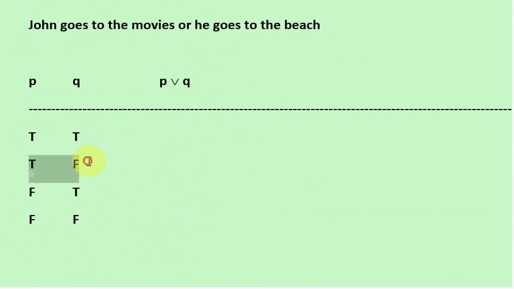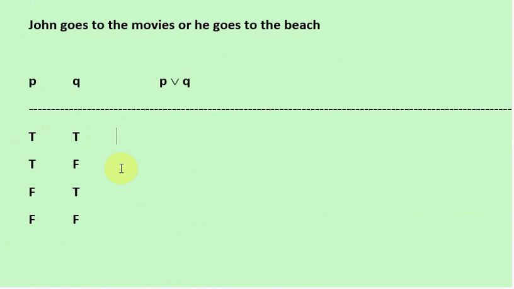And then the second case here is where it's false that he goes to the beach, and it's true that he goes to the movies, right? And then the third one here is the case in which it's false that he goes to the movies, but it's true that he goes to the beach. And then the last one is where they're both false, right? It's false that he goes to the movies, and it's false that he goes to the beach.